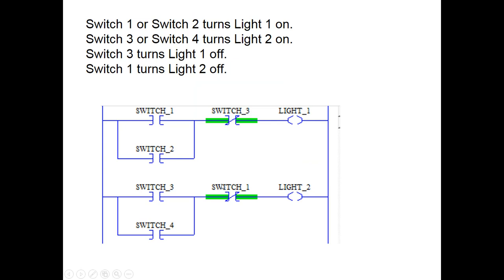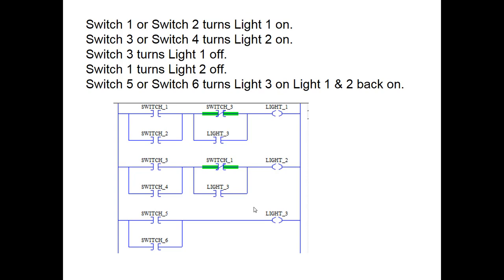Now we have switch three turns off light one and switch one turns off light two. So I just put a closed contact there. So let's say I did hit three. Well, that would turn on light two, which would also turn off light one if it was on. So the switch three and the switch one went in as NOTs.